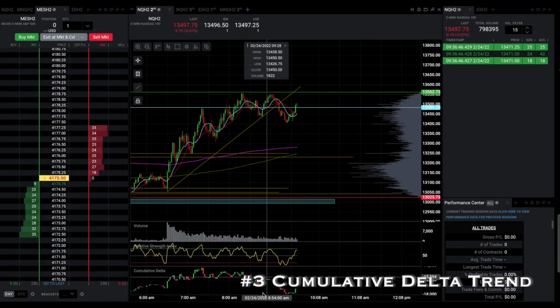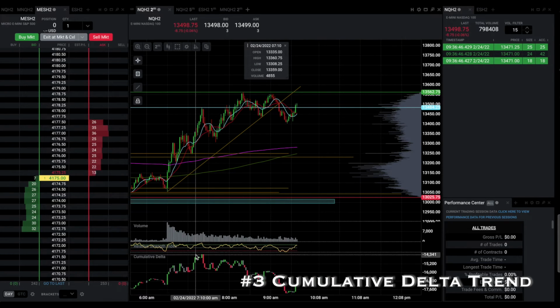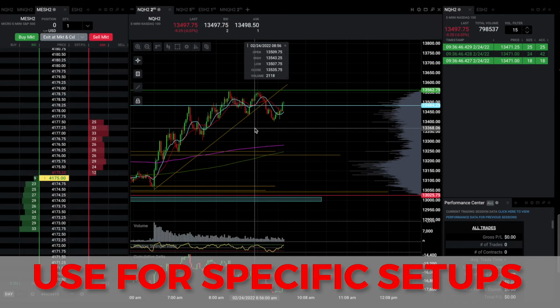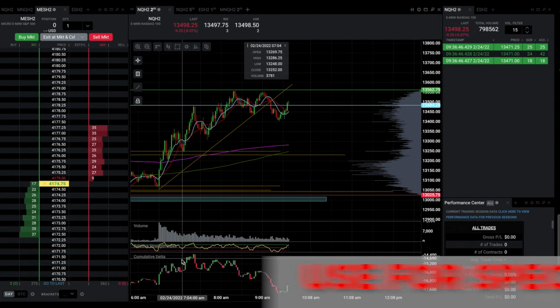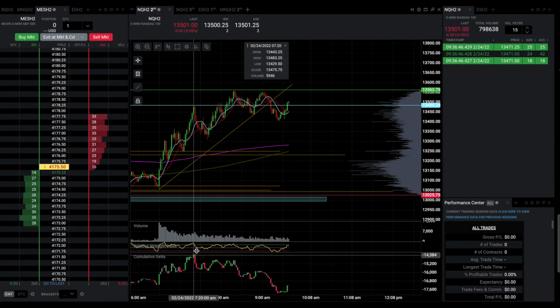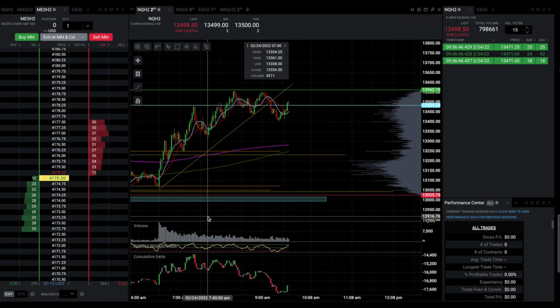All right, now this is a cumulative delta strategy. This one's gonna be really quick. It's very subjective. I don't use it all the time for certain setups. I'm just gonna show you an example. Cumulative delta, all it is showing you the delta. So think of it as like buying pressure, right? If you're positive delta, you're long. If you're negative delta, you're short.